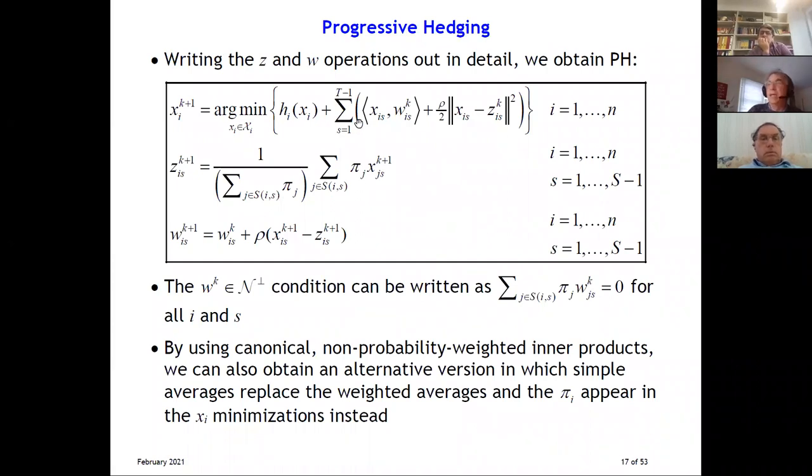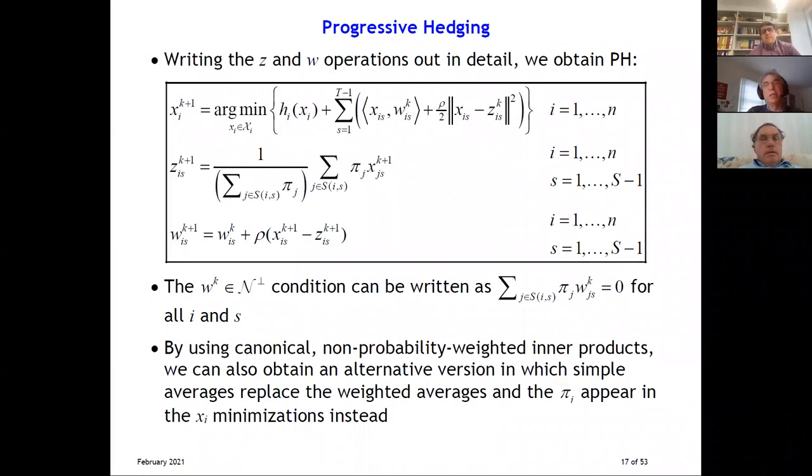But basically the idea of progressive hedging is, for every last-stage scenario, you optimize as if you knew that were going to be the exact future, but with a quadratic perturbation. Then you do a bunch of averaging over scenarios, you update some Lagrange multipliers, and you loop. If you don't use that weighted inner product, if you use the ordinary inner product in Rn, you get a different thing where this is a simple average instead of a probability-weighted average, but the probabilities pop up here instead. But it's basically the same algorithm.